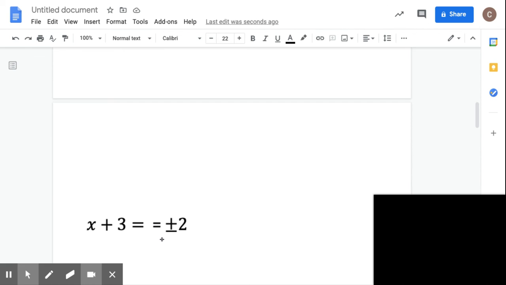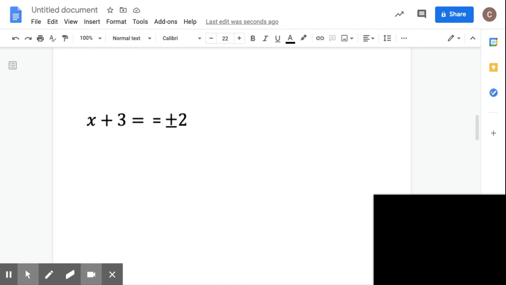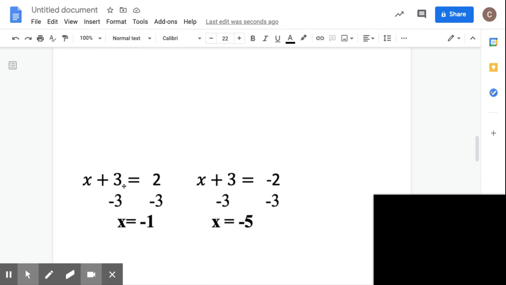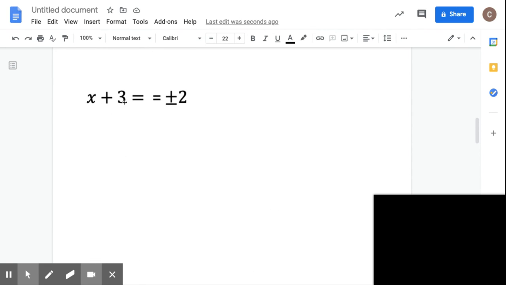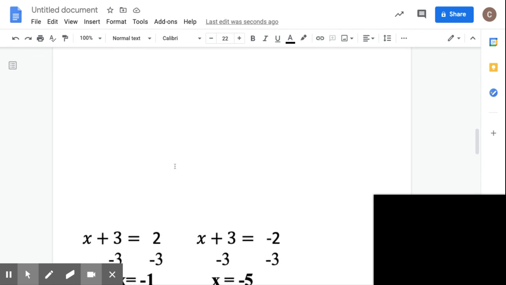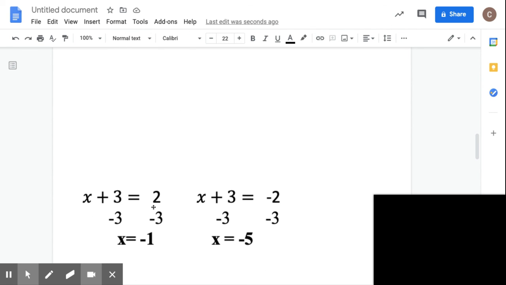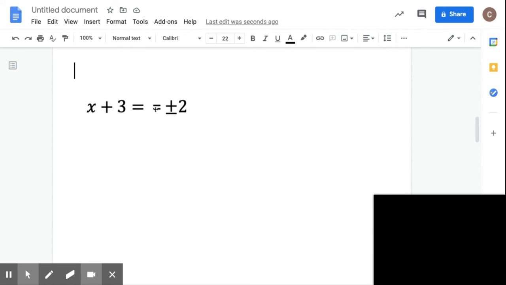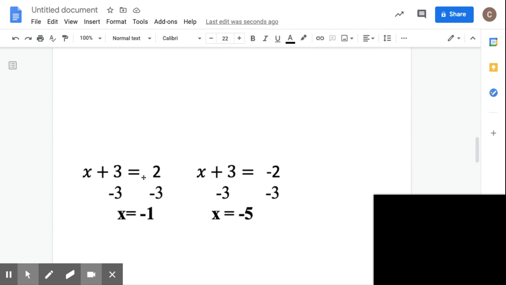That looks a little strange. Let's rewrite it as two separate equations. You see how instead of writing it like x plus 3 equals plus or minus 2, I can write x plus 3 equals 2 and x plus 3 equals negative 2, okay? That is all this is saying. They want you to set it equal to a positive 2 and a negative 2, so we'll do that. X plus 3 equals 2 and x plus 3 equals negative 2.